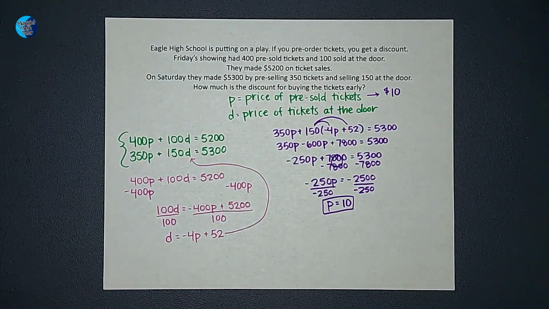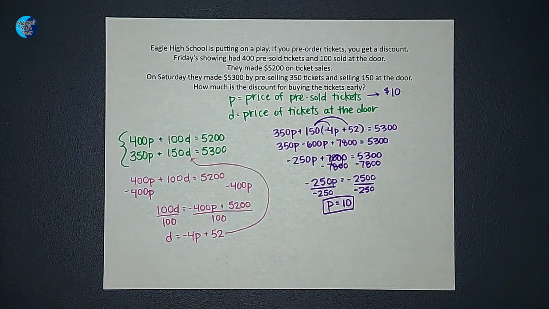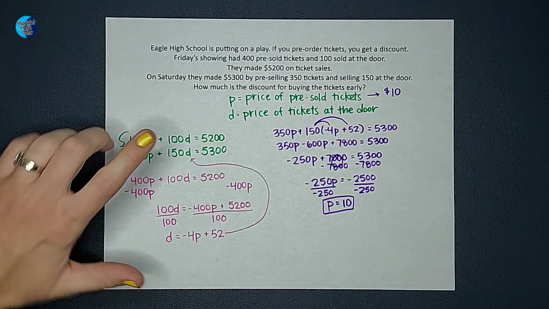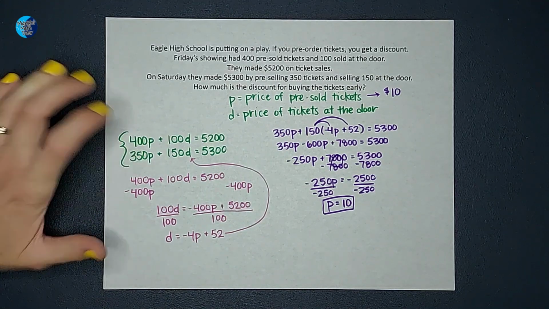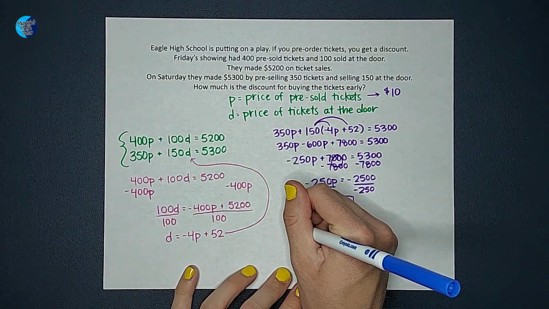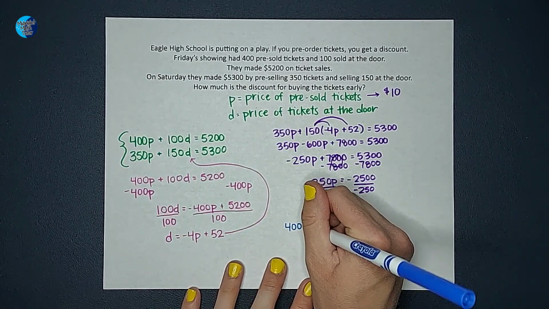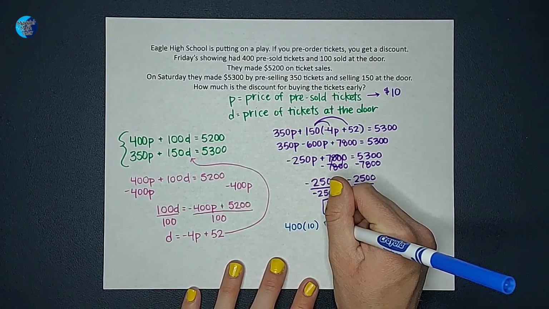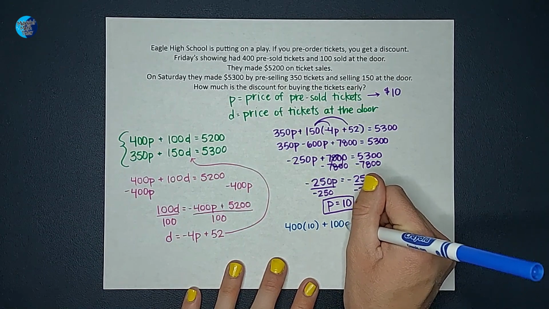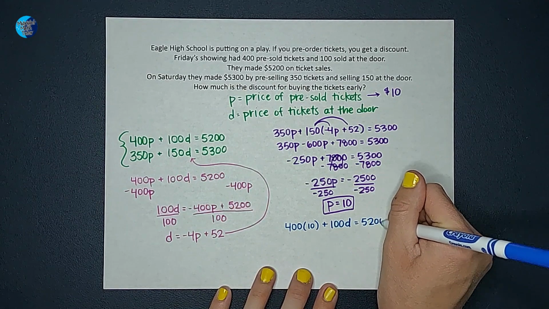Okay, not so bad. Well, now that I know that, the price of the tickets at the door will be pretty easy to find. I just need to plug this P in. I can do it here or here. It doesn't matter. I'll end up with the same answer. Let's just go ahead and do it with the top one. Why not? So I'm going to have 400 times P. But remember, I figured out P is 10. So we're going to plug that in there. Plus 100D, that's what we haven't figured out yet, equals 5,200.